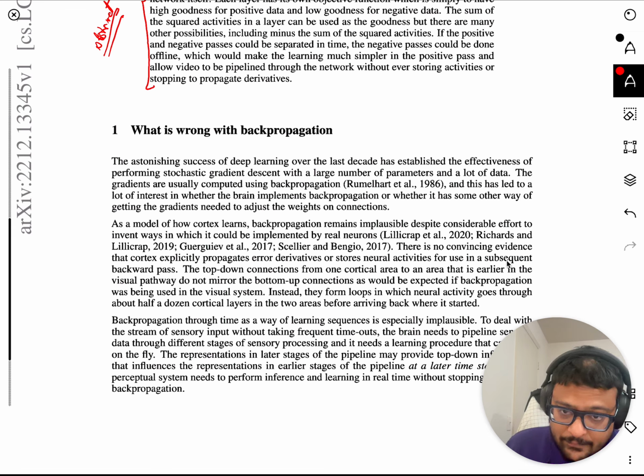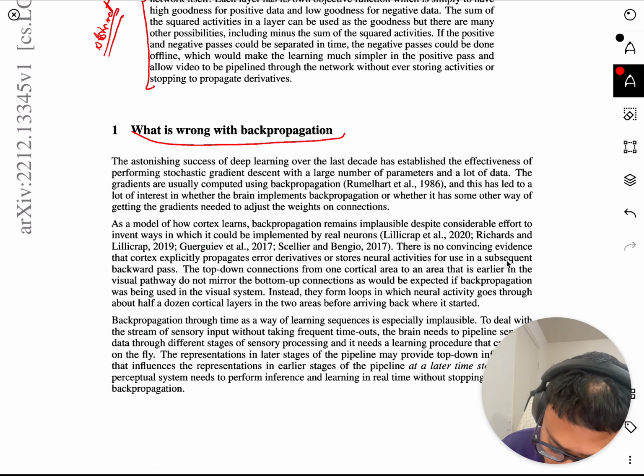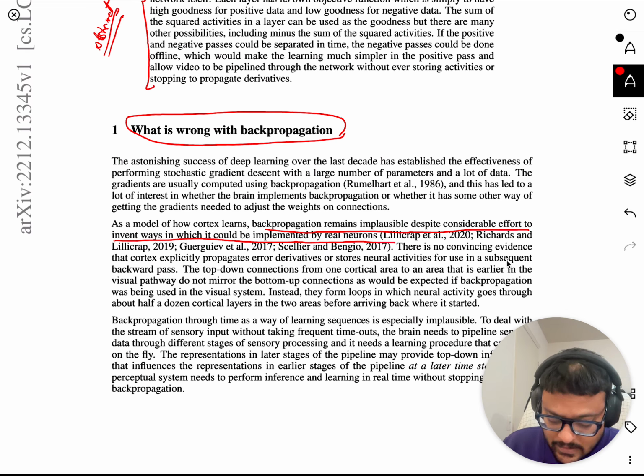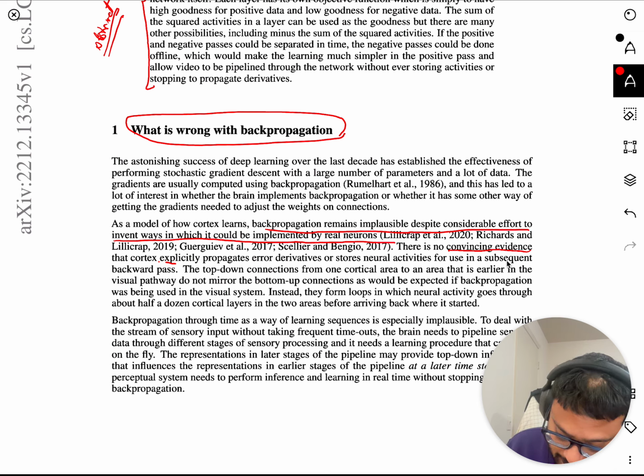The first section he wrote is titled "What is Wrong with Backpropagation?" He says that backpropagation remains implausible despite considerable efforts to invent ways in which it could be implemented by real neurons. The point is that it is not clear how backpropagation happens in the brain, and there are several reasons for it. The first reason is that there is no evidence that the brain explicitly propagates error derivatives.